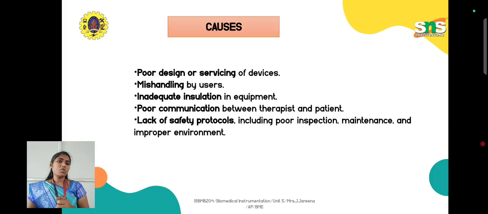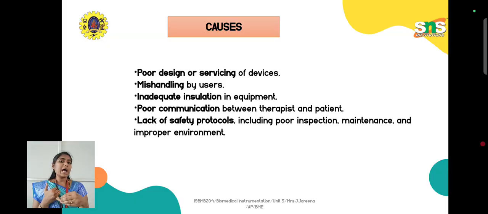So what are the root causes in medical setups, that is in hospitals? Maybe the poor design or servicing of the device, that is on the medical equipment side. We have to be very careful about whether we have followed a proper service protocol, whether the device is calibrated and serviced. If there is any leakage current or anything, we have to check it beforehand, before we apply it on the patient.